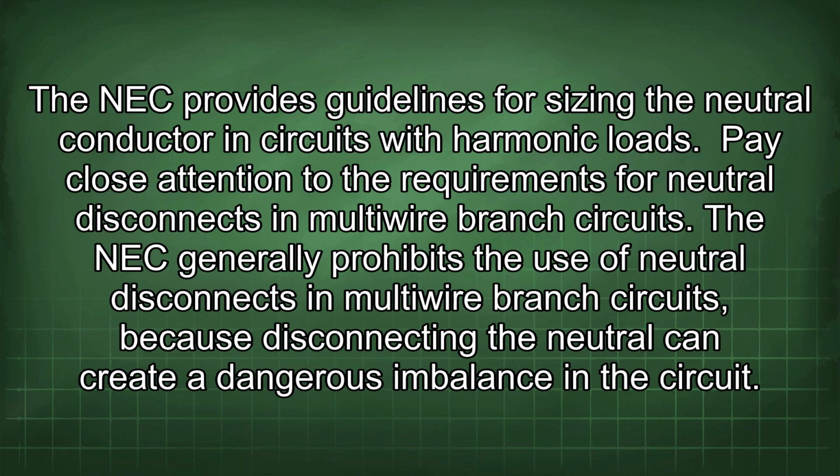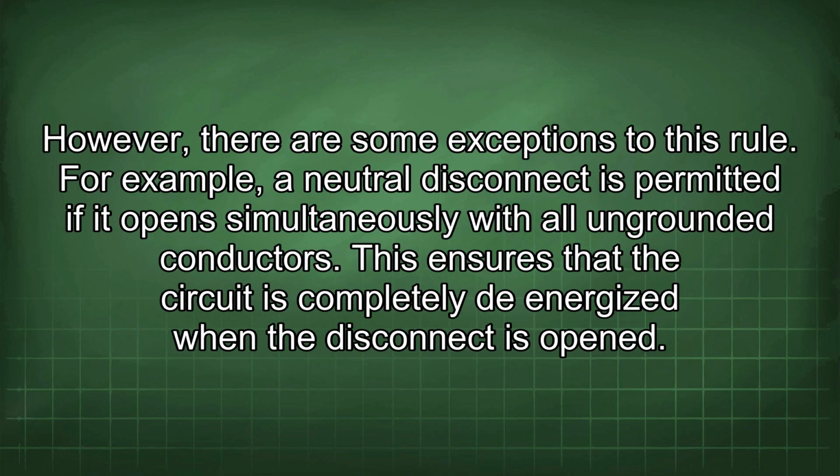Pay close attention to the requirements for neutral disconnects in multi-wire branch circuits. The NEC generally prohibits the use of neutral disconnects in multi-wire branch circuits because disconnecting the neutral can create a dangerous imbalance in the circuit. However, there are some exceptions to this rule. For example, a neutral disconnect is permitted if it opens simultaneously with all ungrounded conductors. This ensures that the circuit is completely de-energized when the disconnect is opened.